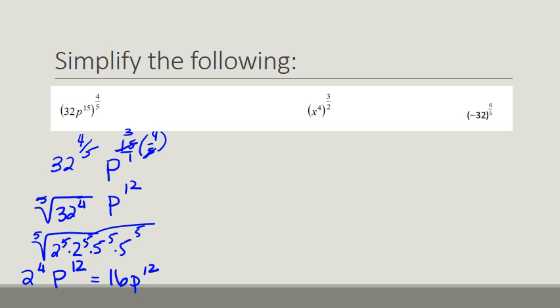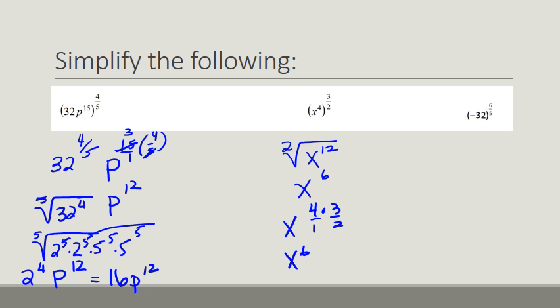In this case, x to the 4th to the 2/3 becomes the 3rd root of x to the 12th... okay, which would just be x to the 6th because there's 6 groups, or we don't even need to do that. We can do 4 times 3/2, and 4 times 3 is 12 divided by 2 is 6. So x to the 6th.